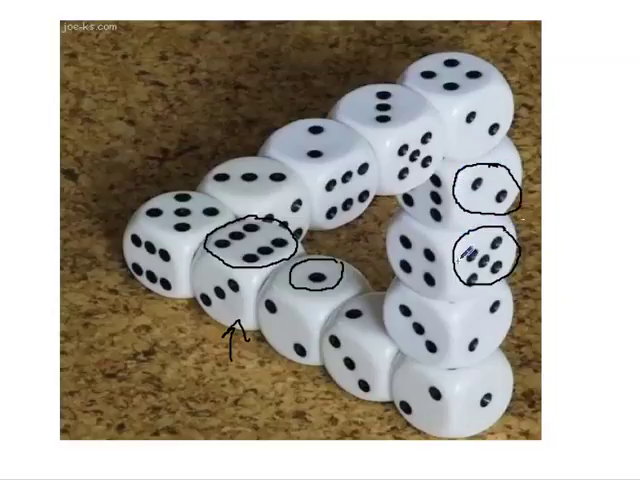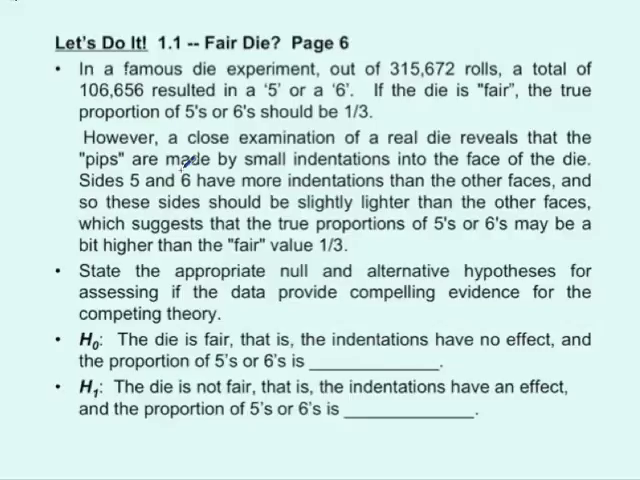Same song, second verse, goes on here with the 2 and the 5. The 5 and the 2 are opposite of each other on a die. More material removed from here, less from there. This side's heavier, okay? So the researcher's hypothesis is that the fair value is going to be a bit higher than 1/3, okay? So to answer the question they're asking us, which is to state the appropriate null and alternate hypotheses for assessing if the data provide compelling evidence for the competing theory.